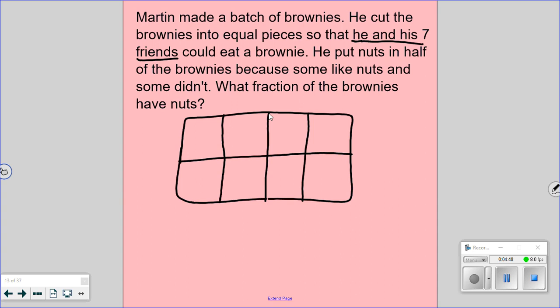I need to figure out which brownies got nuts. If I look at my sentence, it says he put nuts in half of the brownies. So what does that look like? If I'm putting nuts in half of the brownies, what might that look like? Bowen, what do you think that's going to look like? 1/4 and 1/4. What do you mean by that? Can you come point to which sections I should color to have nuts?